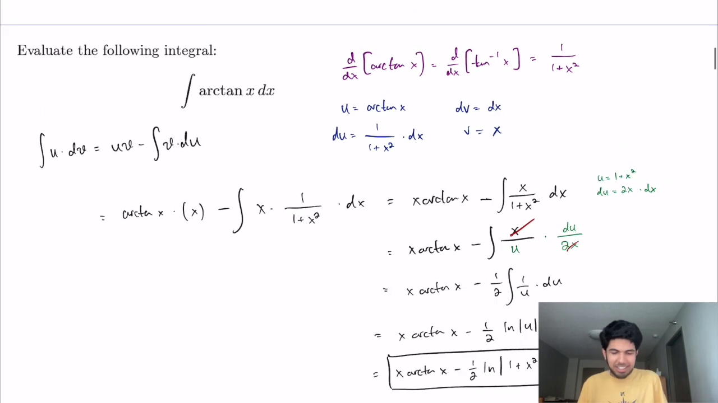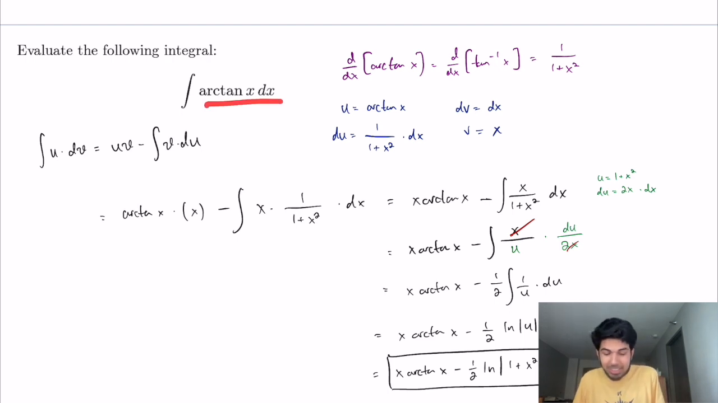So again, not as pretty as the derivative of arctangent of x, but still something to be aware of, and we use integration by parts to get it. It's pretty interesting how this 1 plus x squared is so important in the arctangent world, but yeah, there you go, another example using integration by parts.